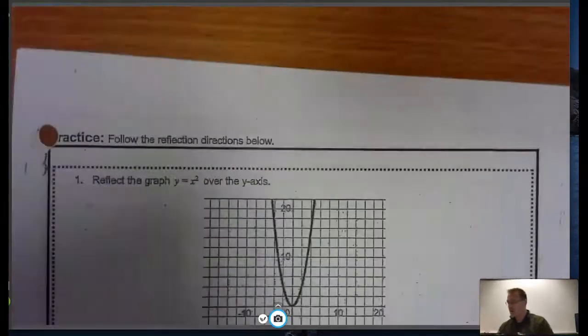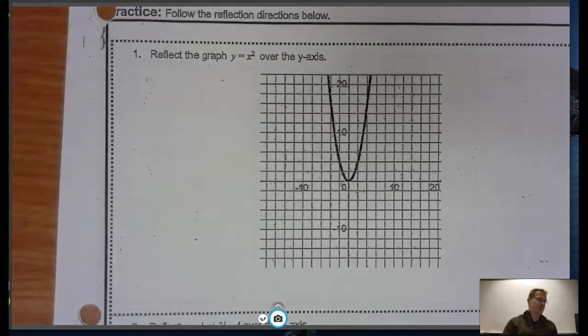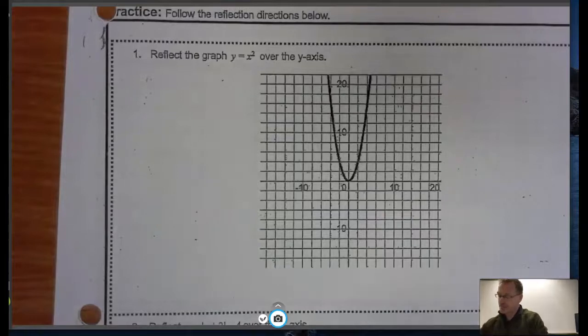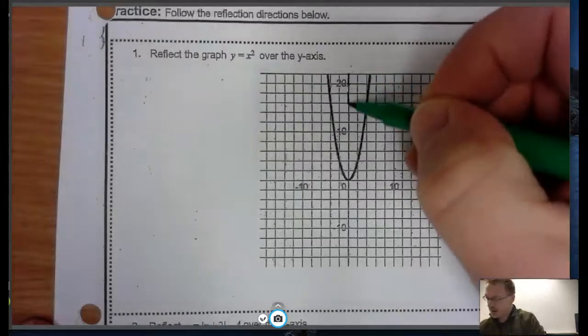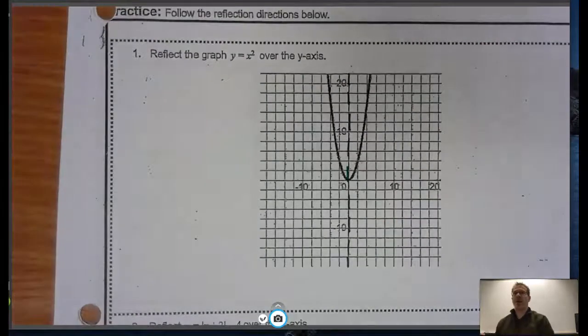So let's flip the page and go to problem 37, and look at problem 1 here. We want to reflect y equals x squared over the x-axis, or excuse me, the y-axis. And the y-axis is that vertical line right there.